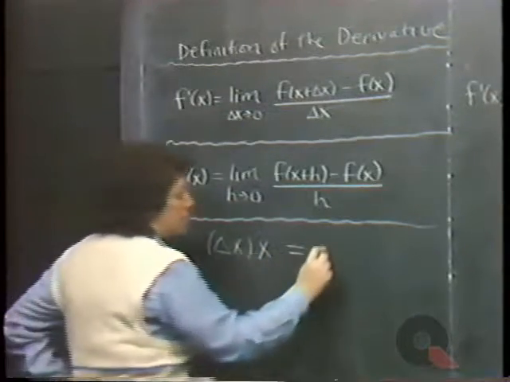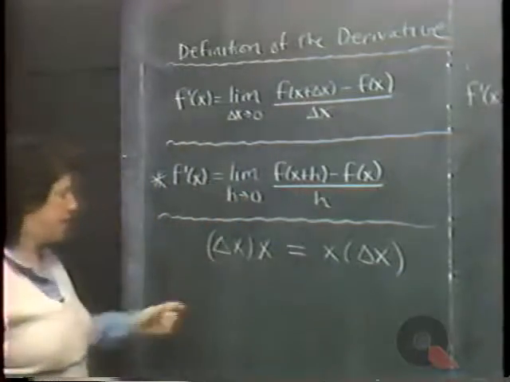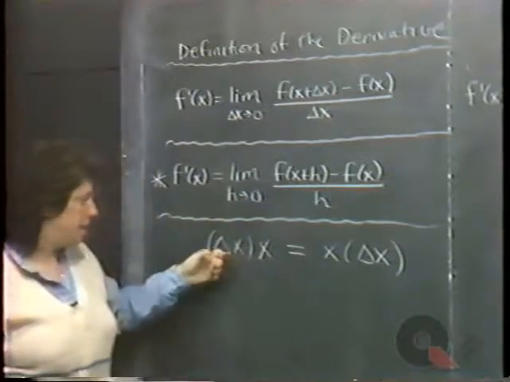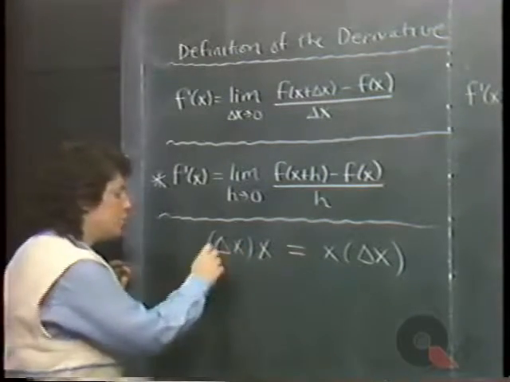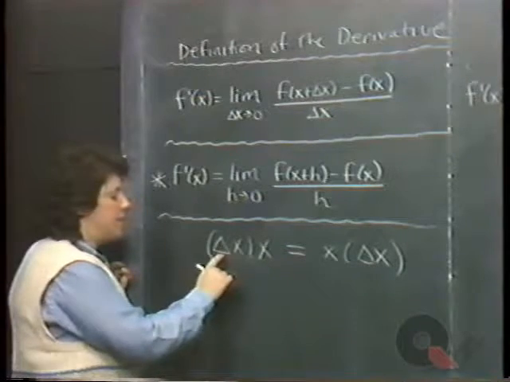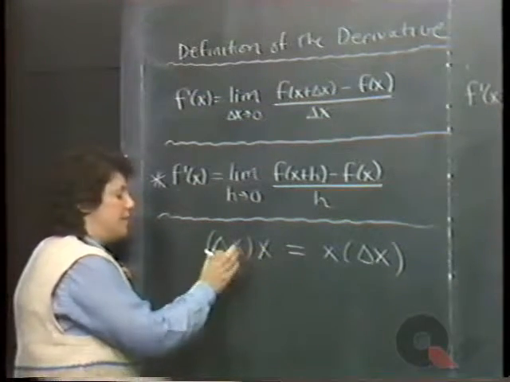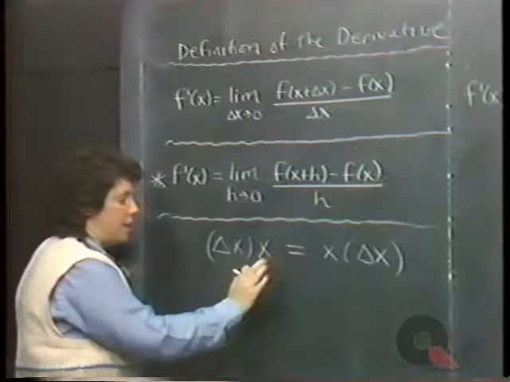This is the same as, of course, x times delta x. Some people make a mistake. They think that the delta and the x are separate. They're not. They're glued together. This represents a single variable. You cannot write this as delta x squared. These x's cannot multiply each other. This is delta x, this is x, and they are separate.